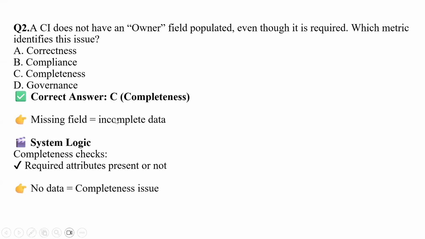So a missing field is incomplete data. Completeness checks whether the required attributes are present or not. If there is no data, then it will be a completeness issue. As we already discussed in the school example, if marks are not entered into the mark list, that's a completeness issue. If marks are wrongly entered, it's a correctness issue. If marks are over-scored compared to the 100 marks, that is a compliance issue. The same logic we apply in the CMDB also.